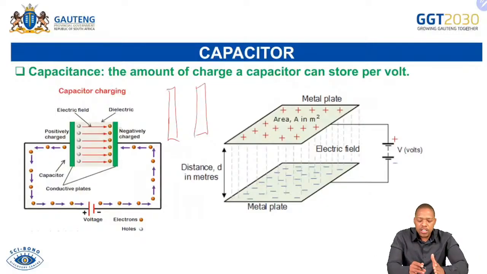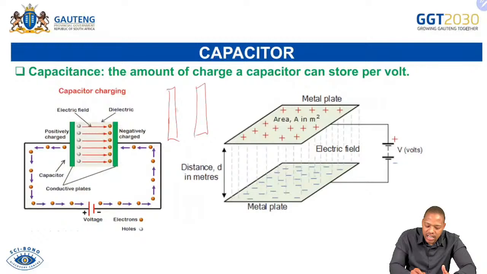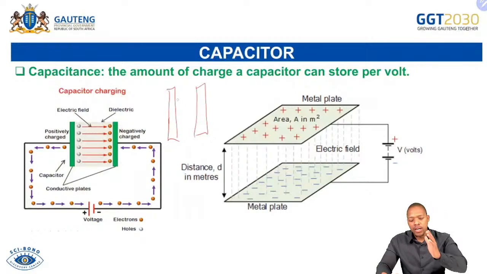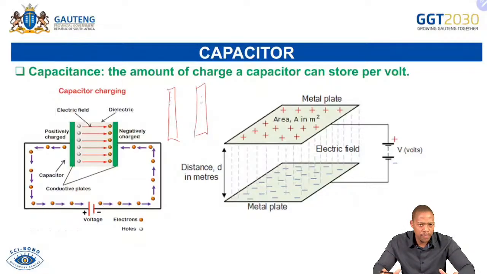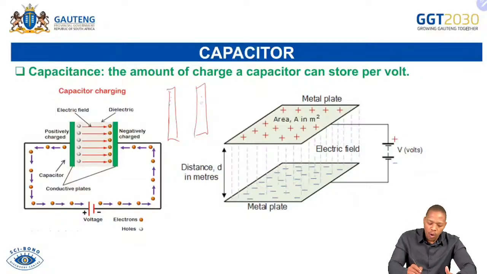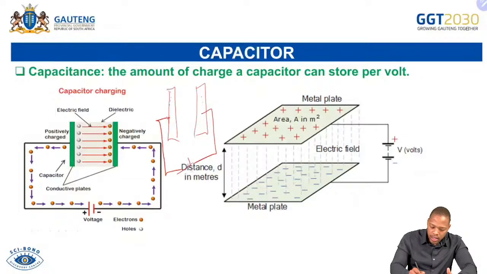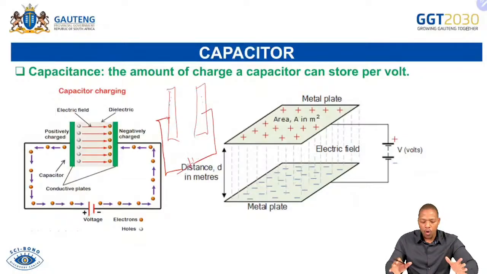Then these plates, as they are right now, are neutral. It means the number of protons and the number of electrons on this side are equal. That means there is no electric potential. Okay? There's no electric potential in these plates. Only once we connect them to a cell, like is done here. They've been connected to a cell or a battery or some sort of a power supply.